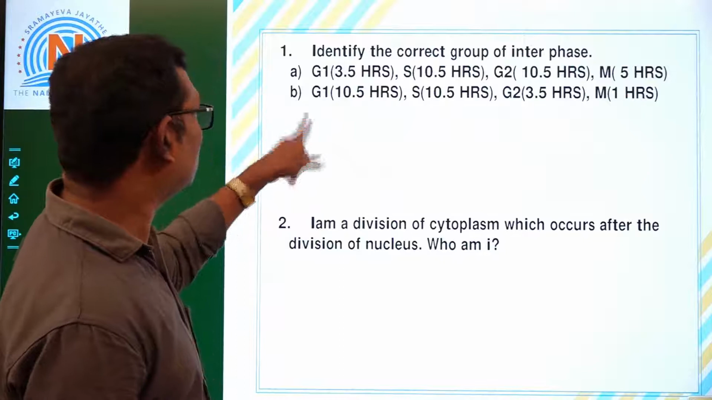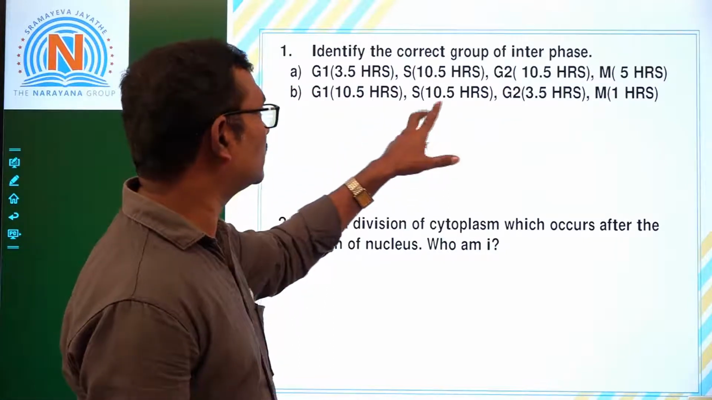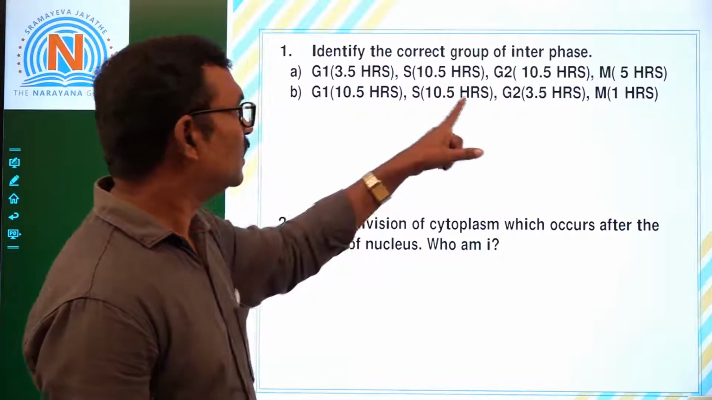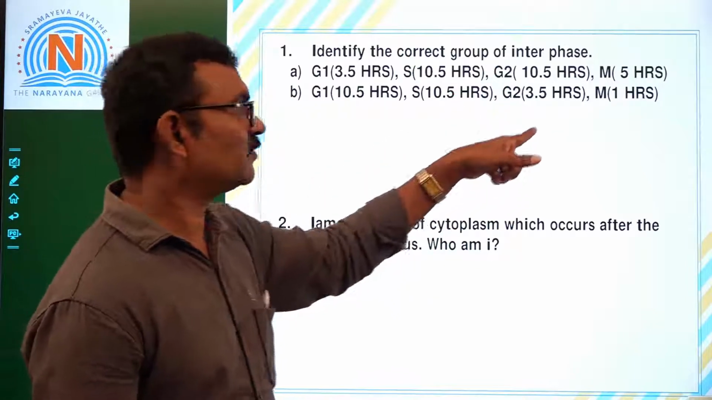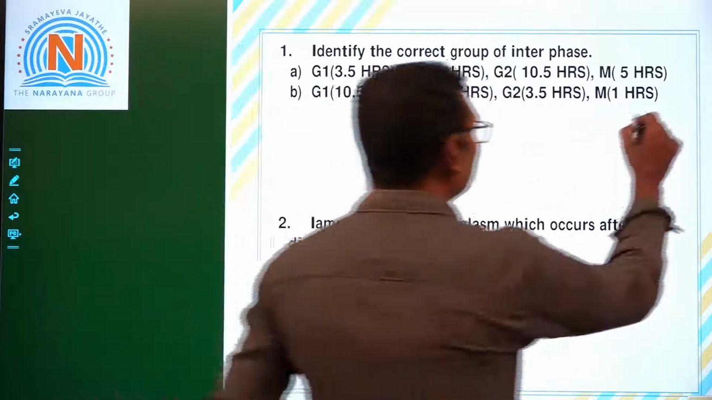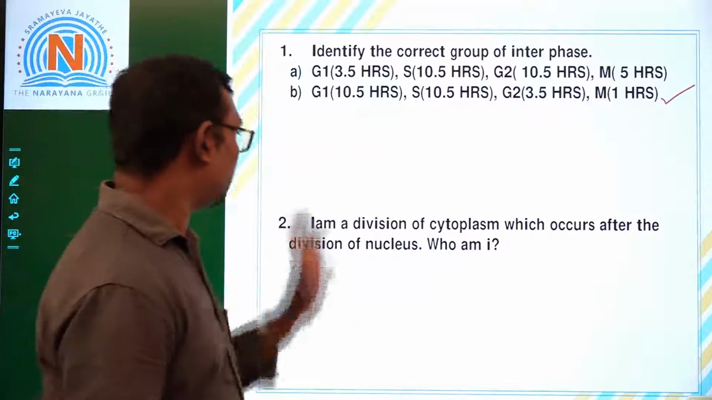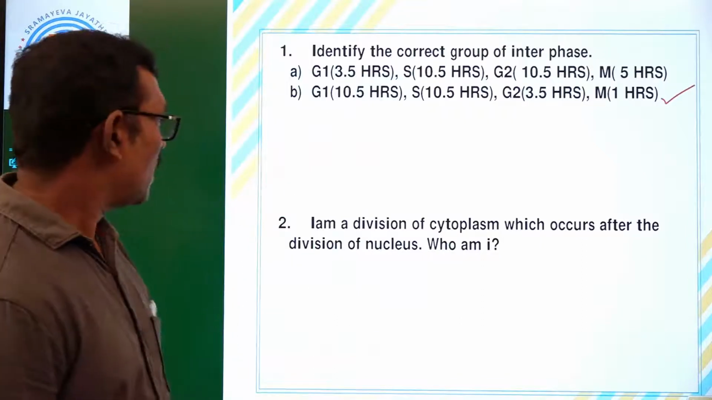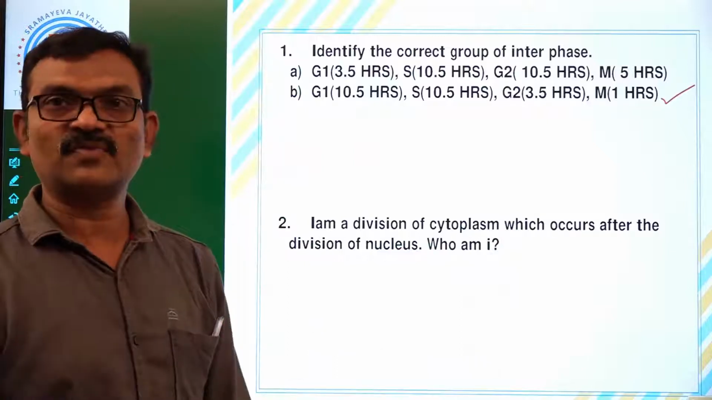Let us see. G1 phase 10.5 hours correct. Synthesis phase 10.5 hours correct. G2 phase 3.5 hours and mitotic phase 1 hour. This is the correct group of identification. Now second one. I am a division of cytoplasm which occurs after the division of nucleus.